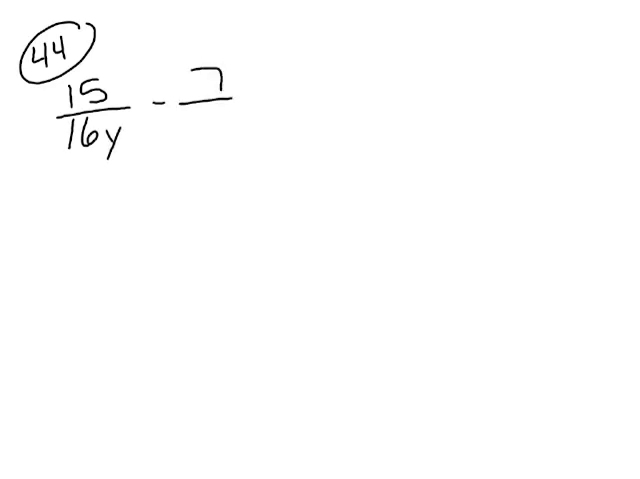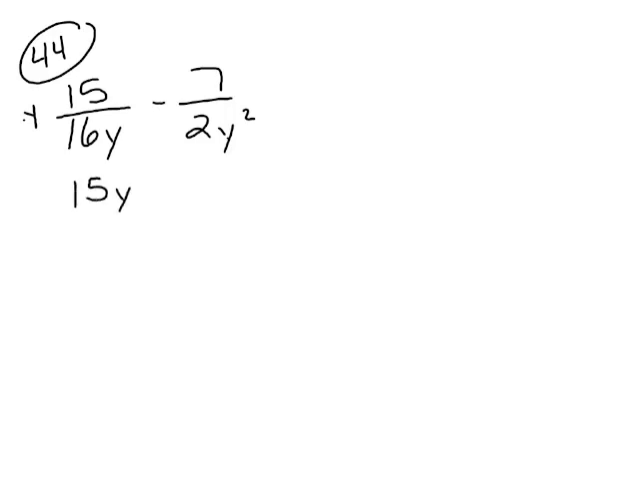Page 117, let's do 44. It is 15 over 16y minus 7 over 2y squared. Okay, so I need a common denominator, 16 and y squared. So that means I need to times this first term by a y.